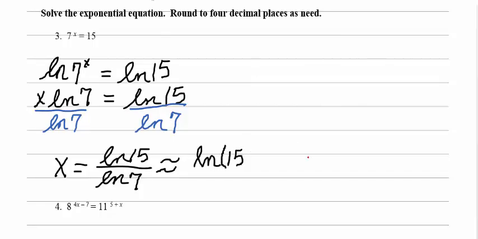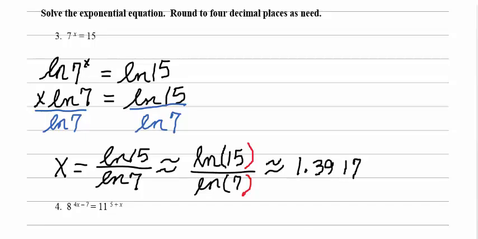And we can go directly to our calculator to get that result. But when you hit your natural log button, if it starts with a parenthesis, you will have to close that parenthesis out to get the correct answer. And we'll find that that is approximately 1.3917.